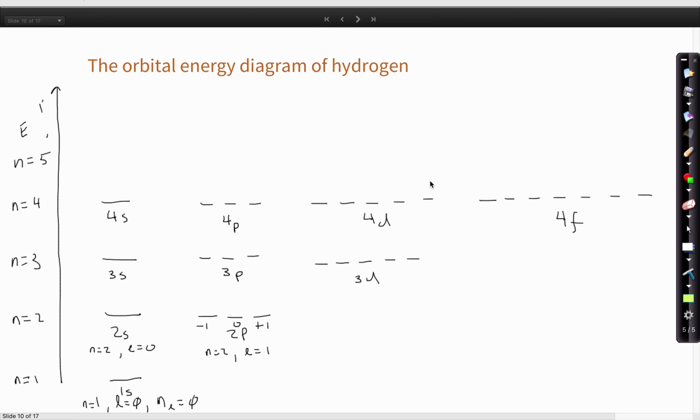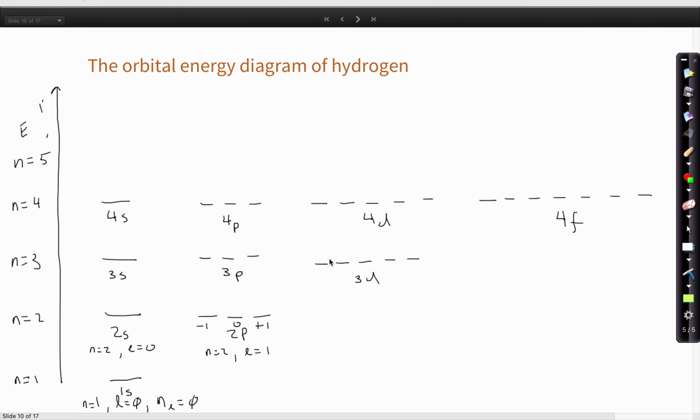And notice each time you go up a floor, you add a new level. And that's because you can add an extra L. Here, L can only be 0. Here, L can be 0 or plus 1. Here, L can be 0, plus 1, or plus 2. Here, it can be 0, plus 1, plus 2, or plus 3. And as you go up, it can be one unit higher each time you go up.